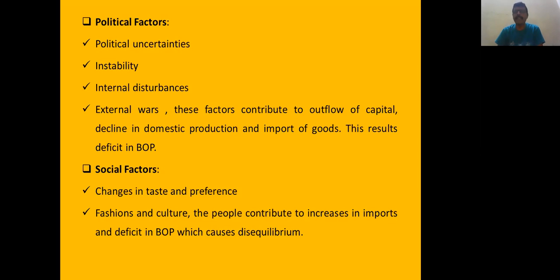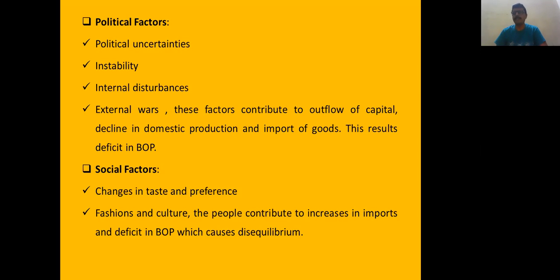Next, political factors. Until now, we have seen the economic factors. Now we will see the political factors. If there is an unstable government, what will happen? Because of uncertainties, what will happen? The government will fall down, and a new government has to come in again. Again, the elections have to take place. The elections are an indirect or useless expenditure.